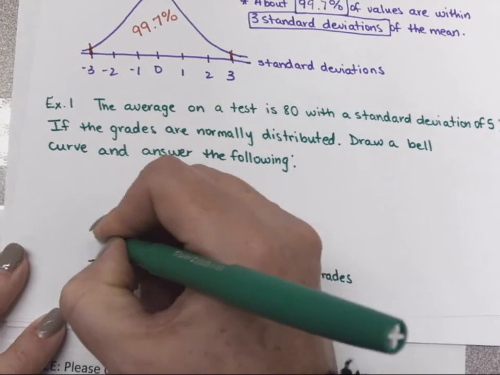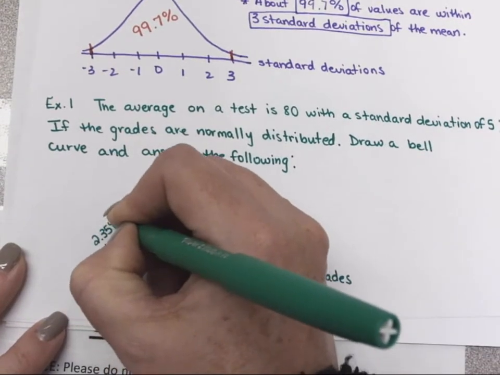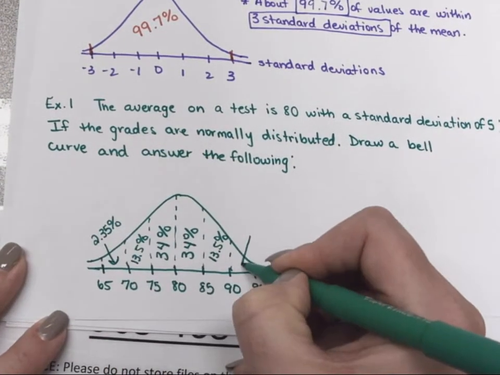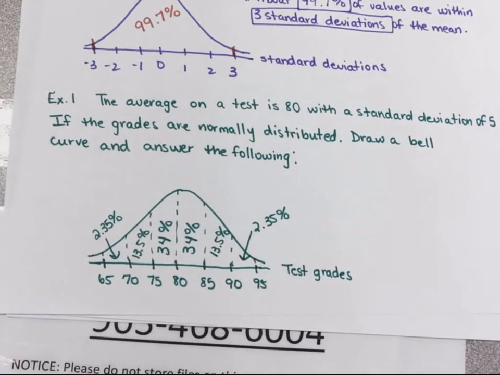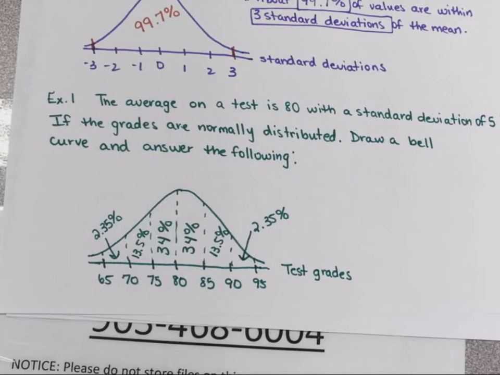So I'm just going to do this because I don't think I have enough room to squeeze it in there. But if you do, then you can. Note that if you added all of these up, you would get 99.7, which is what we should have.